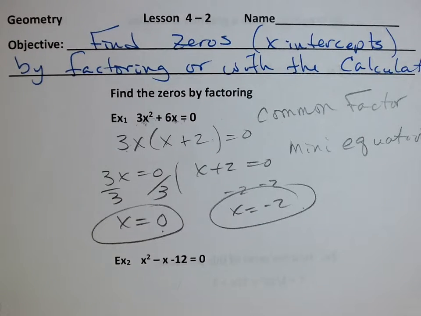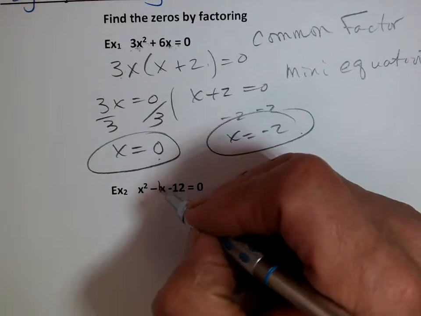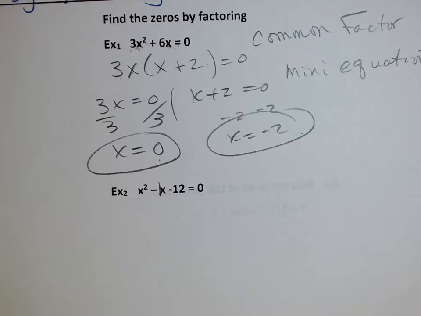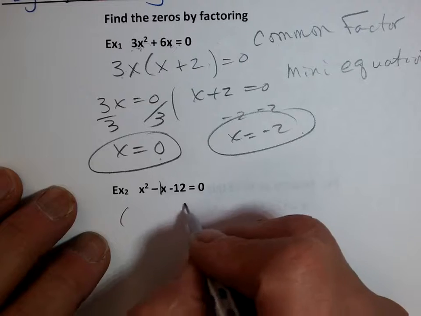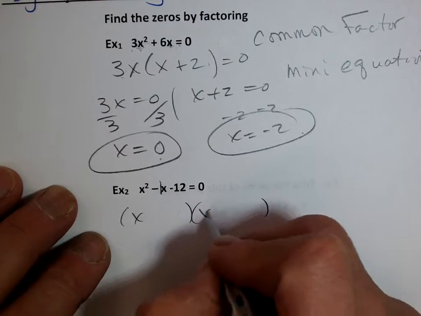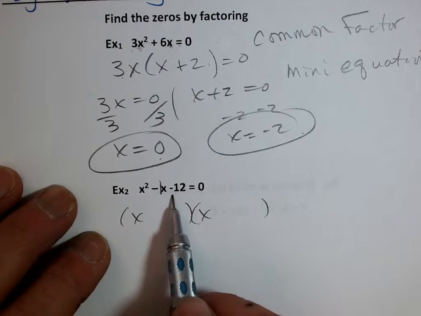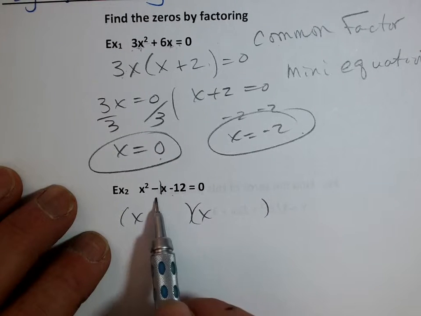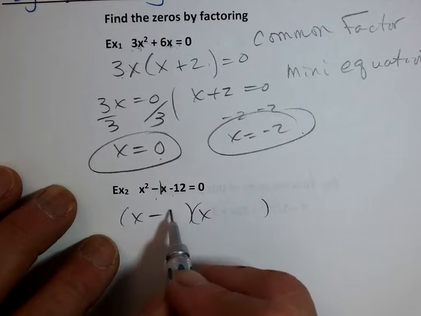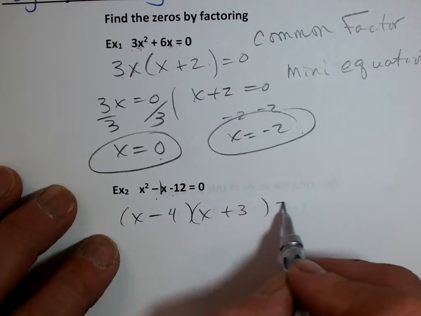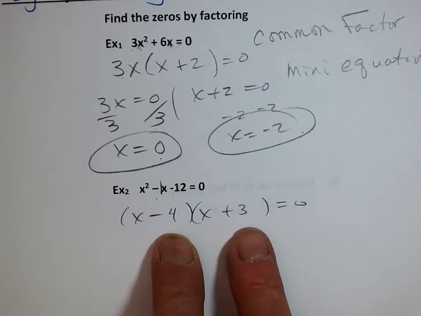Okay. Number 2, same thing. I'm going to factor it. It's faster and easier for me to factor, okay? So, x, right? I need the multiples of negative 12 that make a negative 1. So how about a negative 4 and a positive 3? Does that make sense? There's my negative 12 when I multiply them.